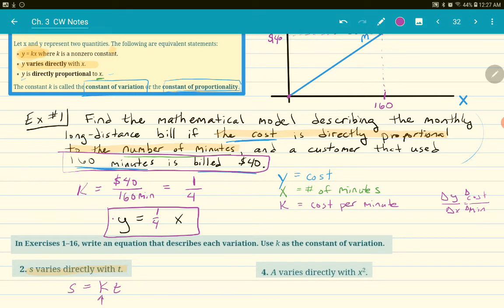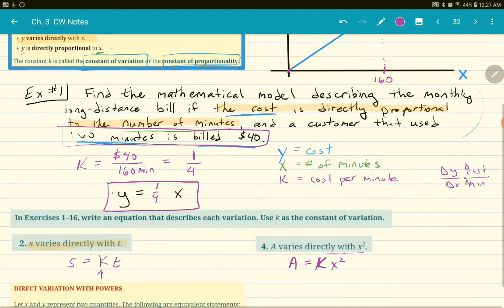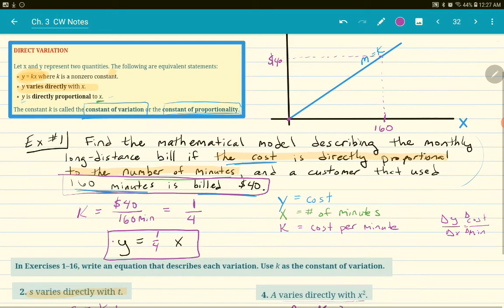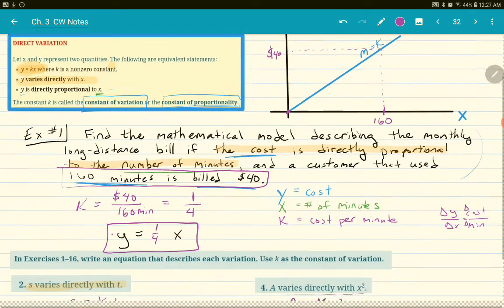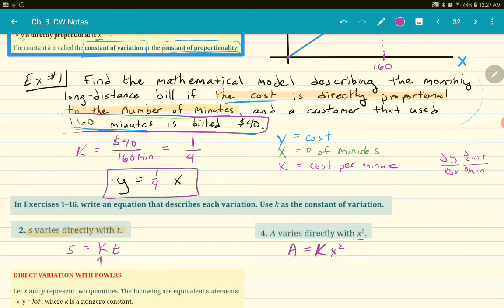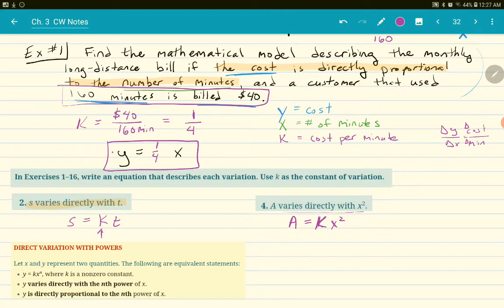Sometimes I might have something like this, where it actually varies directly with a power of x, in which case I get A varies directly with x squared instead of x. That's my constant of variation, and that's my varies directly with. Where x squared would be on my horizontal axis, I would actually have an x squared instead of x. So those are direct variations with powers.